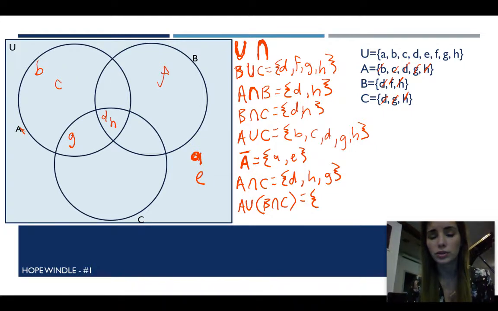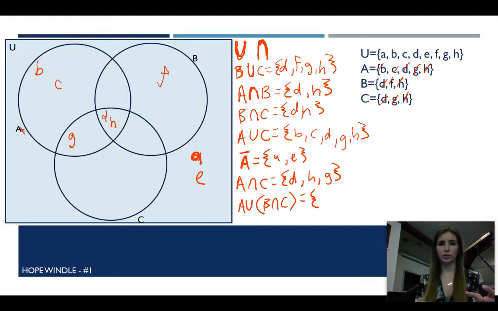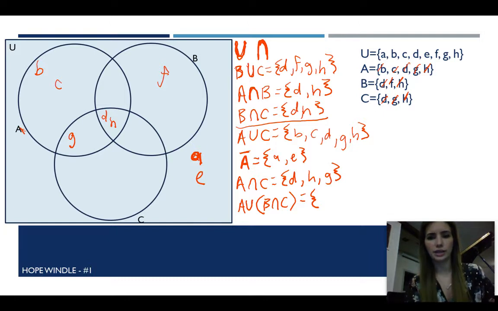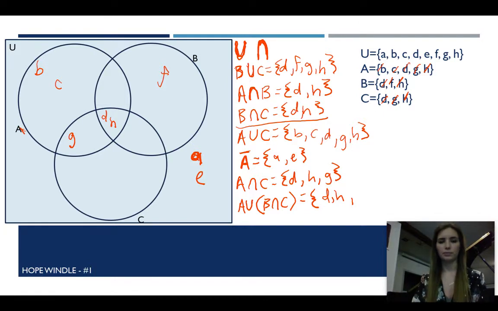And we're just going to distribute A. We're going to bring together all the elements in B to right here. So we already have D and H. Let's go ahead and write those because they don't need to be in any particular order, as long as they're in the set brackets, we know that they belong together.